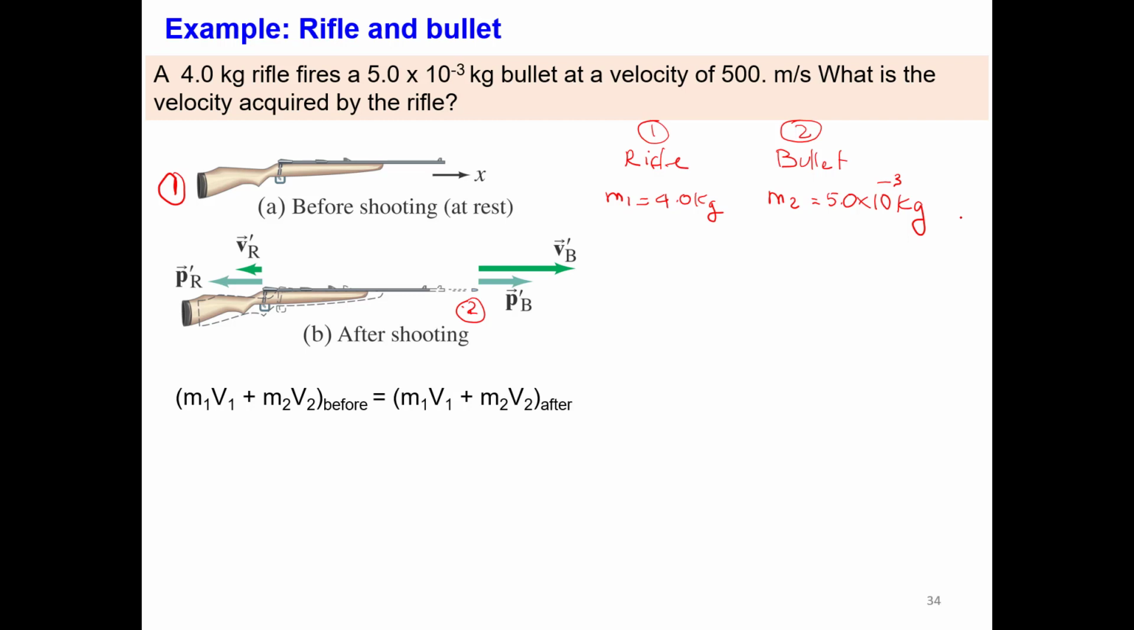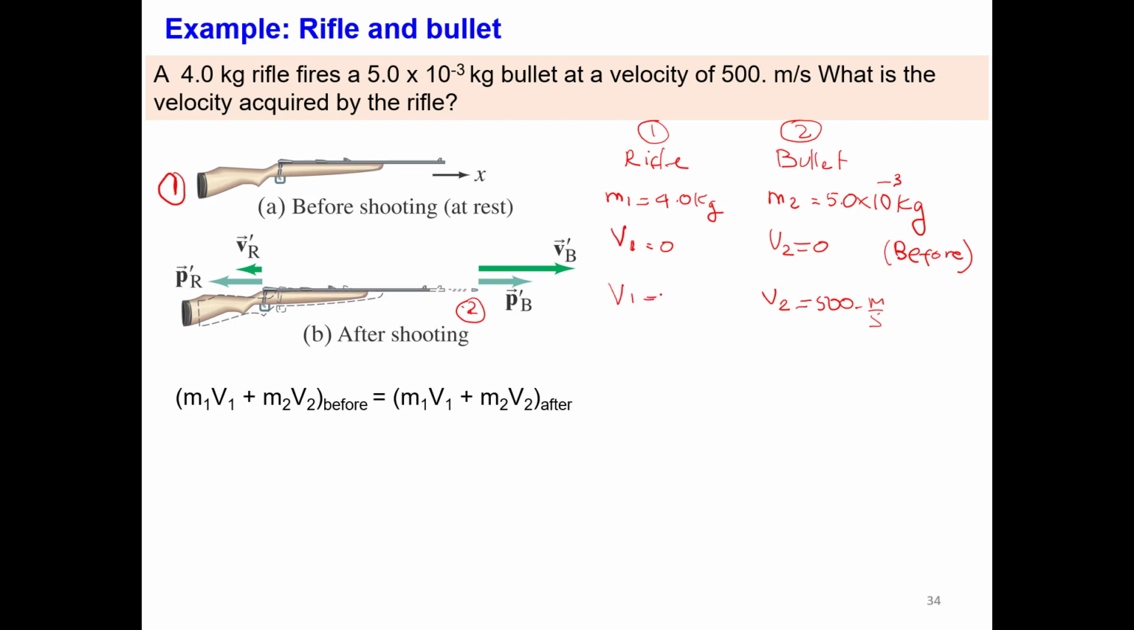Then what happened before the collision is everything is at rest. Then the velocity for 1 equals 0 and the velocity for 2 equals 0. This happened before the collision. But what happened after the collision? Then what happened with the velocity of the bullet? We know the velocity of the bullet is 500 meters per second.